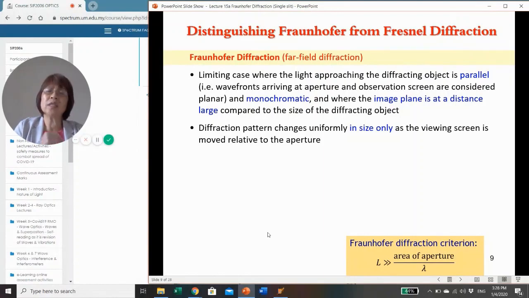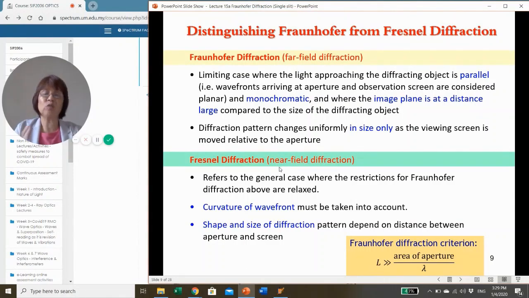Now, we would like to distinguish Fraunhofer from Fresnel diffraction. What are the conditions or properties that distinguish them? Fraunhofer, again I repeat, is a far-field diffraction. This is a limiting case where the light that approaches the diffracting object is considered to be plane waves. So the source can be very far away, and the observation screen is also considered very far away. This light is also considered to be monochromatic. As you move the screen relative to the aperture, but still far away, the pattern changes uniformly in size only. There's no distortion in the shape.